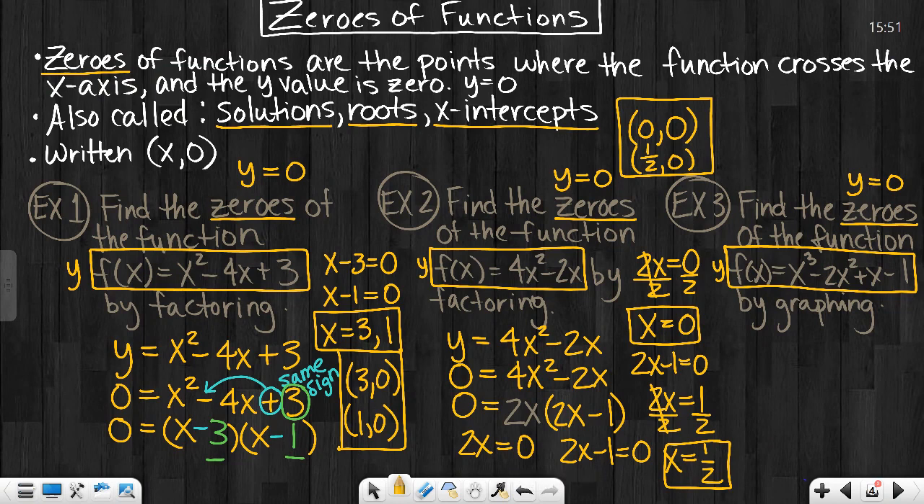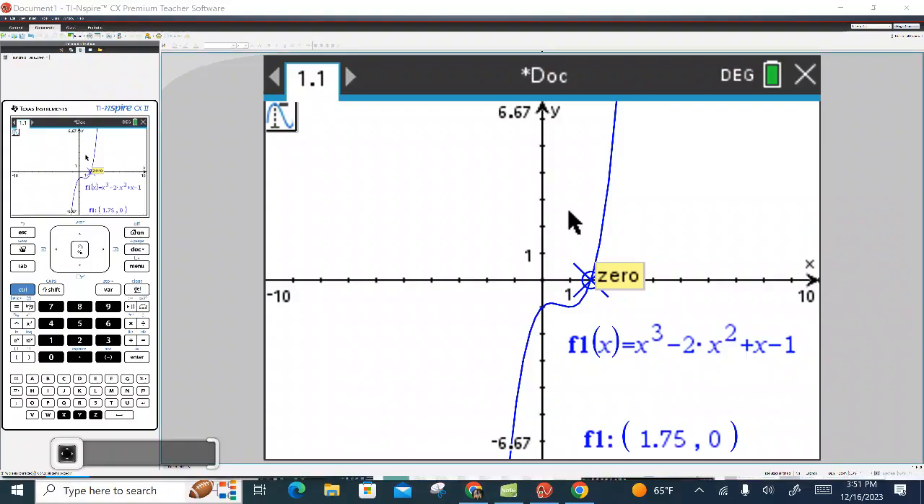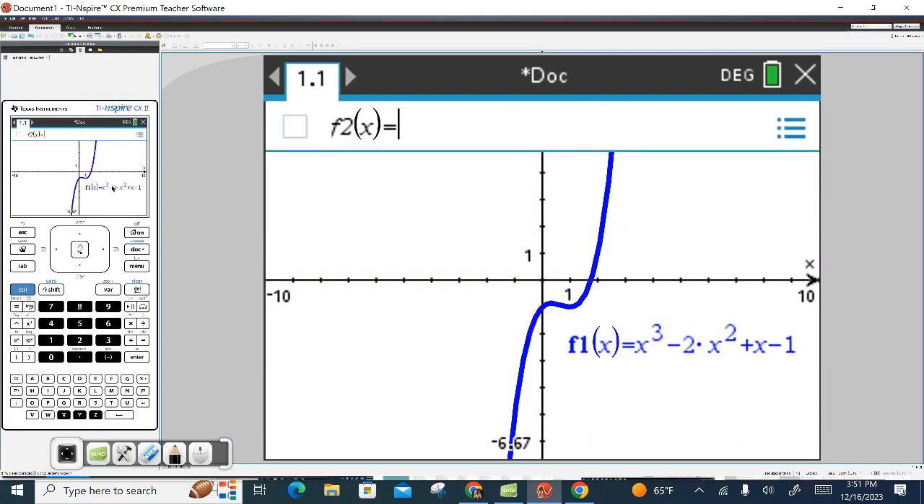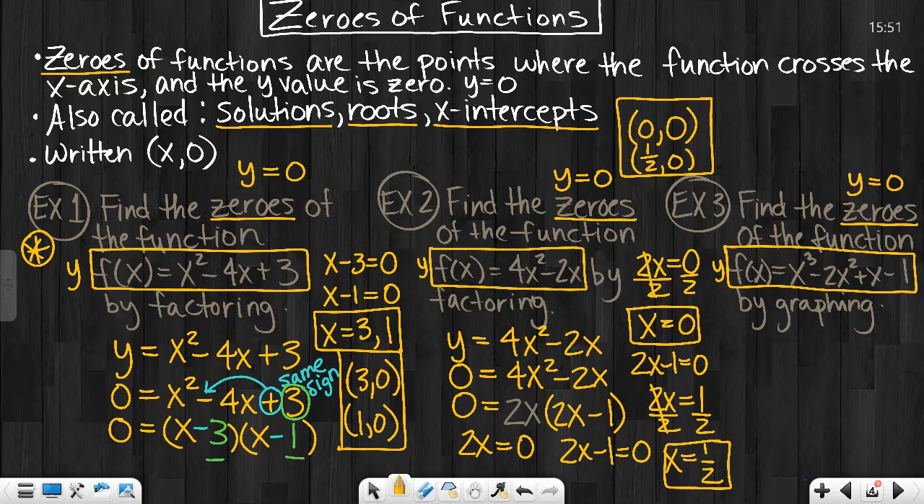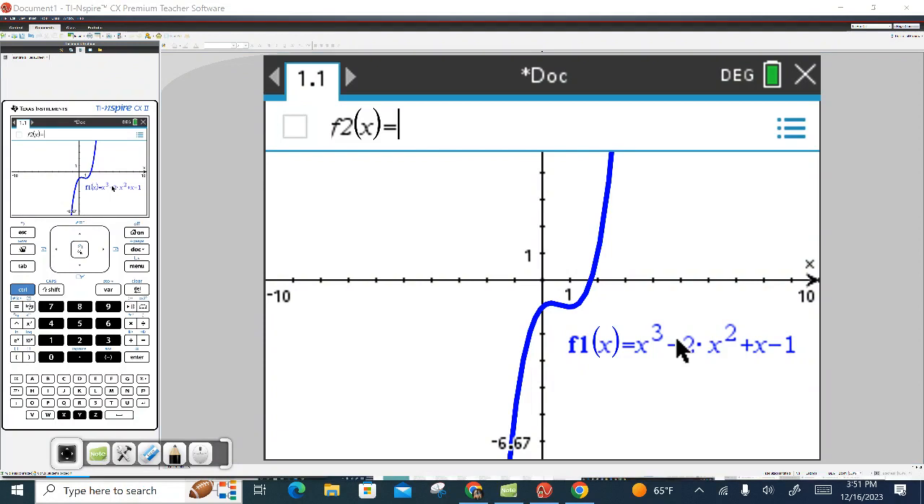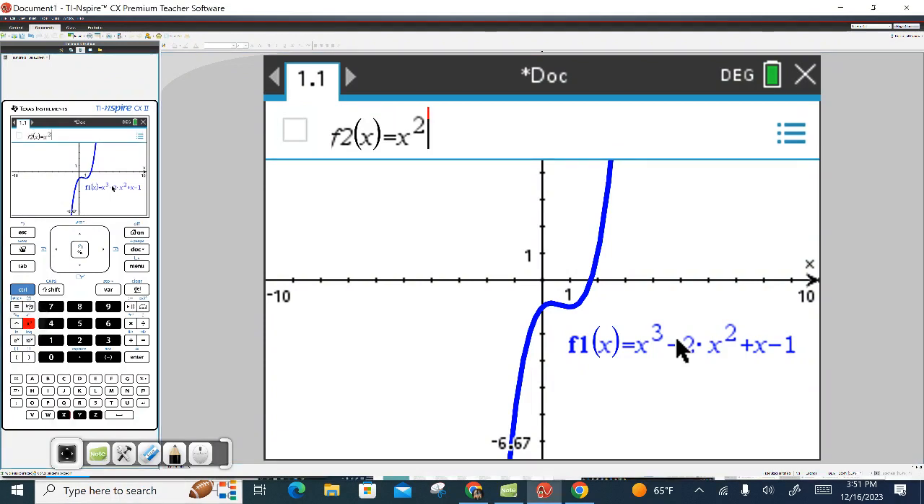Let's look at example 1. So I'm over here at example 1. Example 1 is x squared minus 4x plus 3. So let's go into our graphing. You can double tap on this. It should. Mine doesn't do it up here on the screen. There you go. And once again, let's look at our x squared minus 4x plus 3. So let me type in x squared minus 4x plus 3.